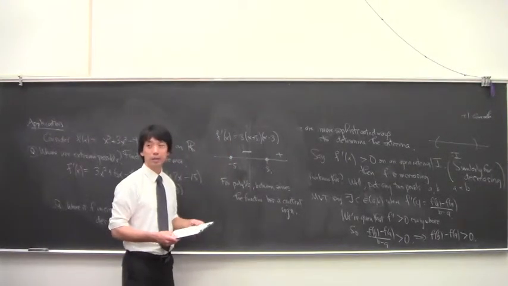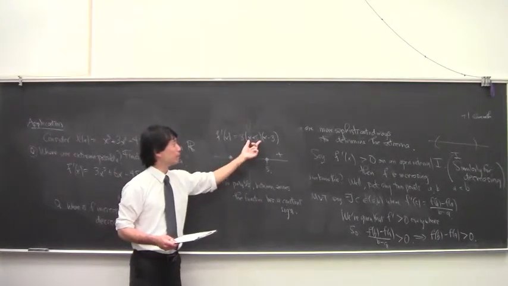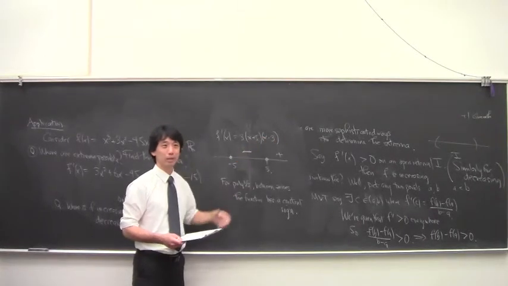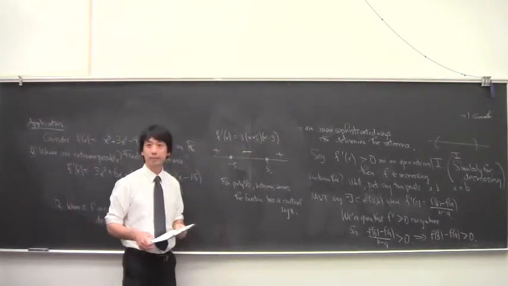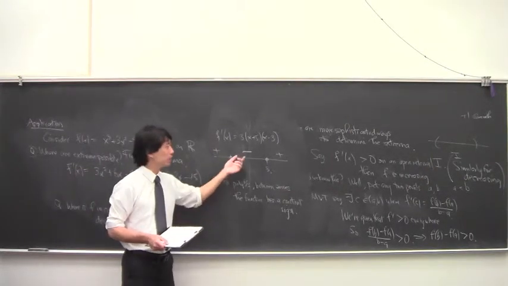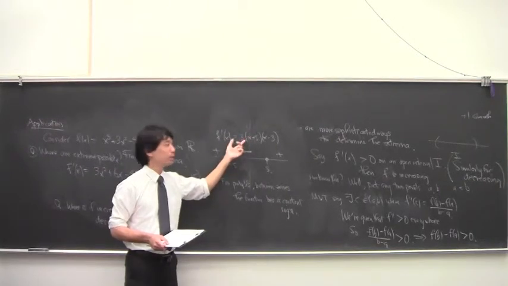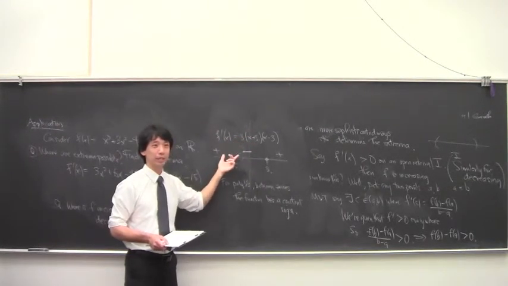Right? And over here, you choose something gigantic, hugely negative, right? And what do you get? Positive, right? Because you get 3 times a negative number times a negative number. So this one's positive here. That's one way of figuring out where this polynomial is positive or negative.